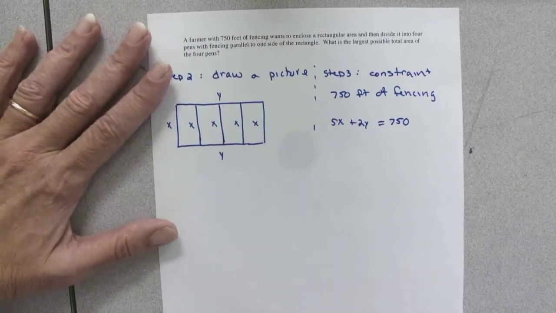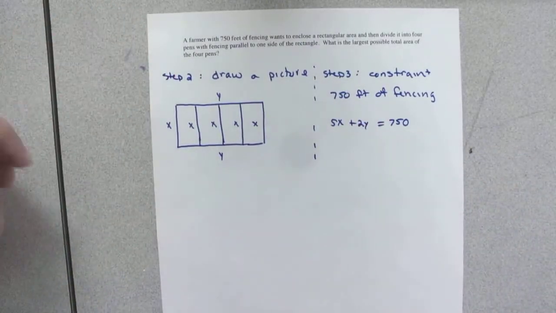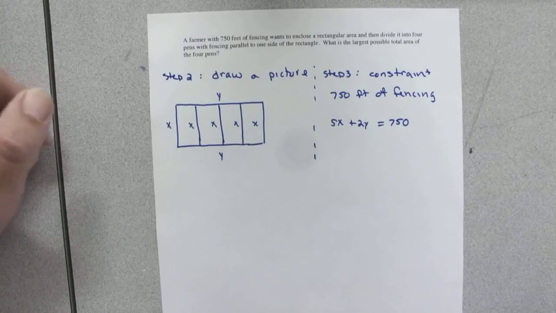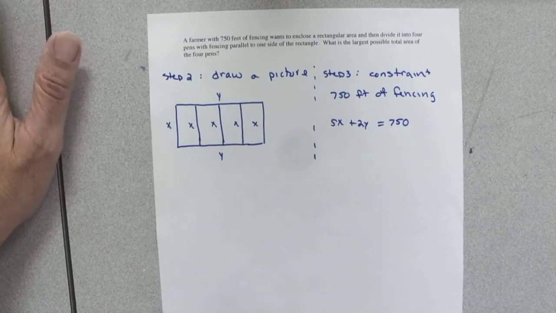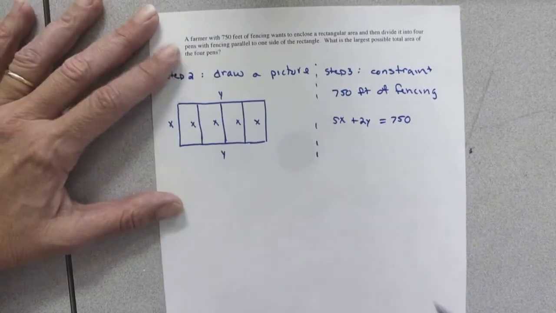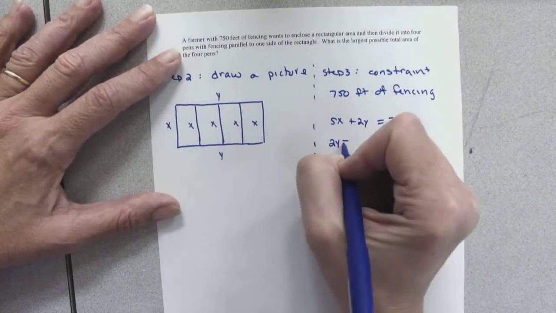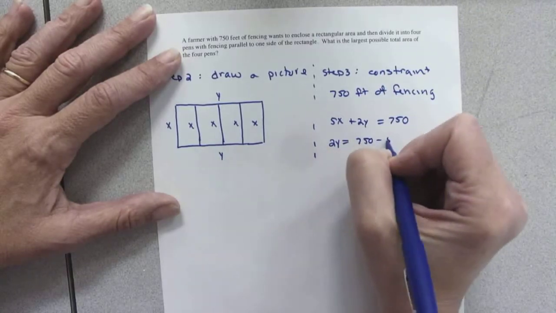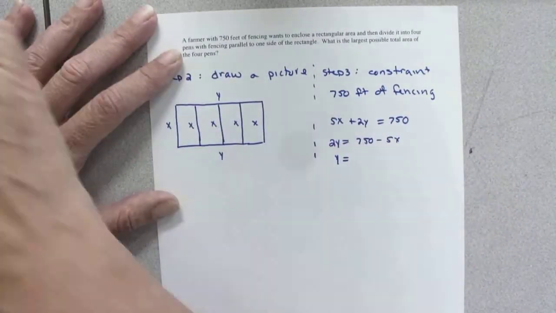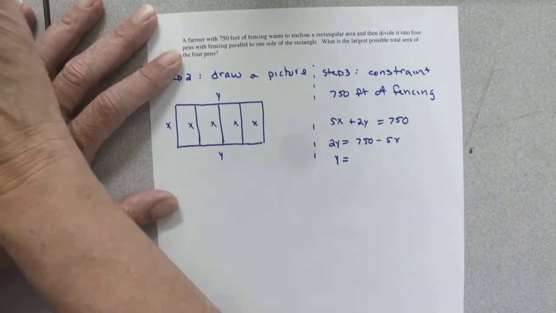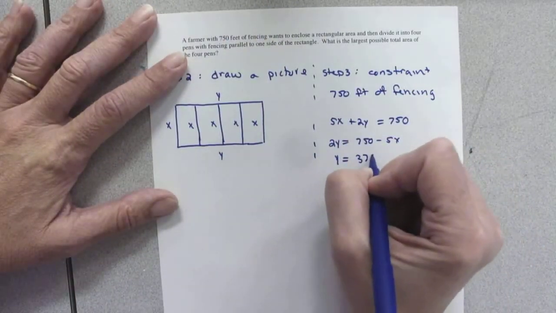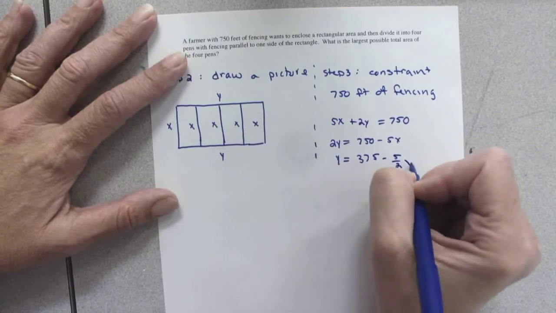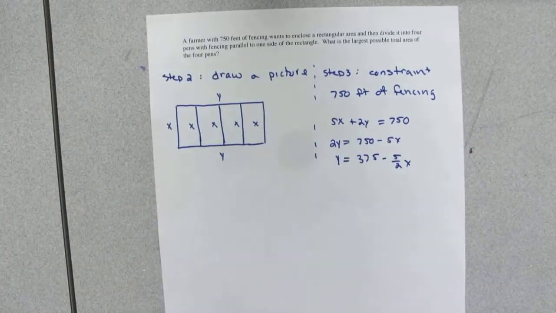Then because I know what's coming up, solve for one of those variables. And that's just always going to be the way. It does not matter which variable you solve for. So I'm going to say 2y equals 750 minus 5x. So y equals 750 divided by 2 is 375, 375 minus 5x. Just solve for whichever one seems to be easiest to you.